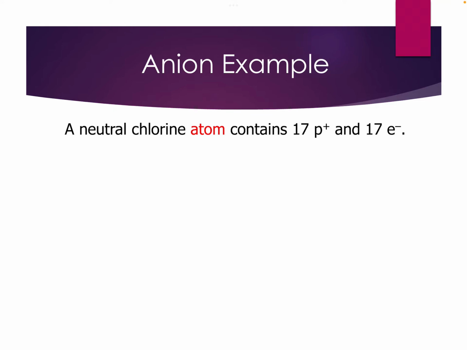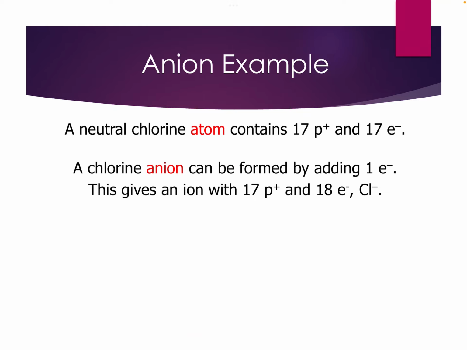So a neutral chlorine atom contains 17 protons and 17 electrons. Like I said, if that periodic table is next to you, check out chlorine. It's atomic number 17, which means it has 17 protons and 17 electrons when it's neutral. So chlorine actually has 7 valence electrons. And remember, in chemistry, that magic number is 8. So when chlorine forms an ion, it gains 1 electron so that it has 8. Okay, so when it gains that 1 electron, now we have 17 protons and 18 electrons.